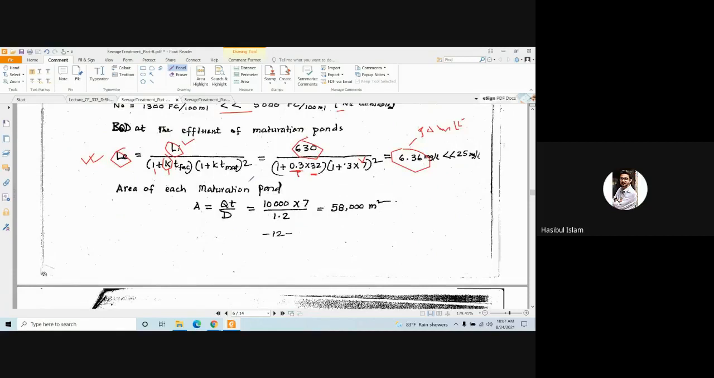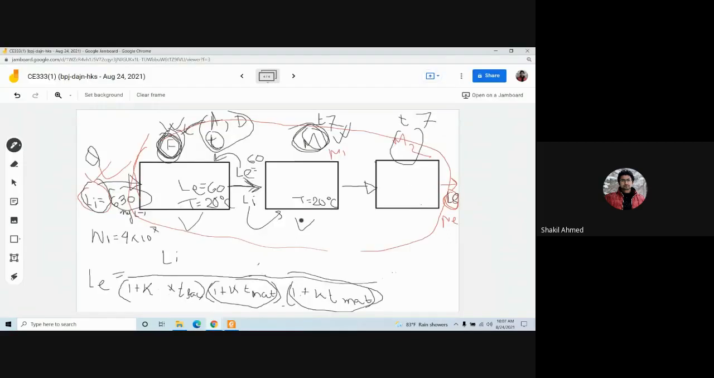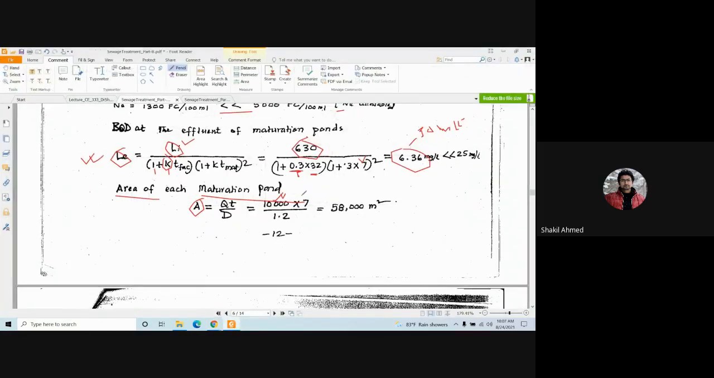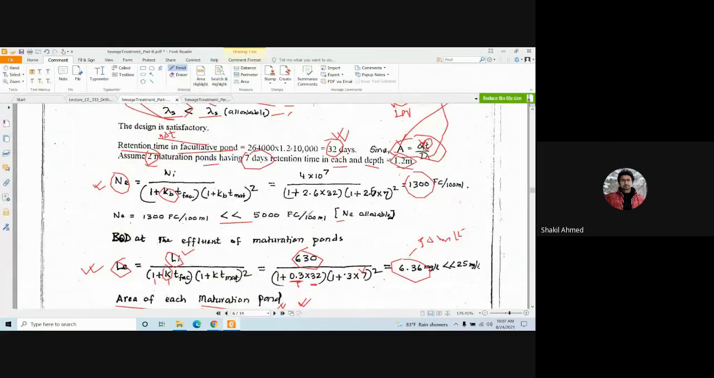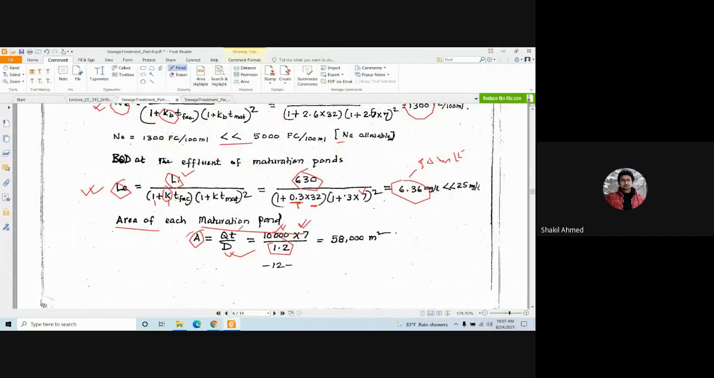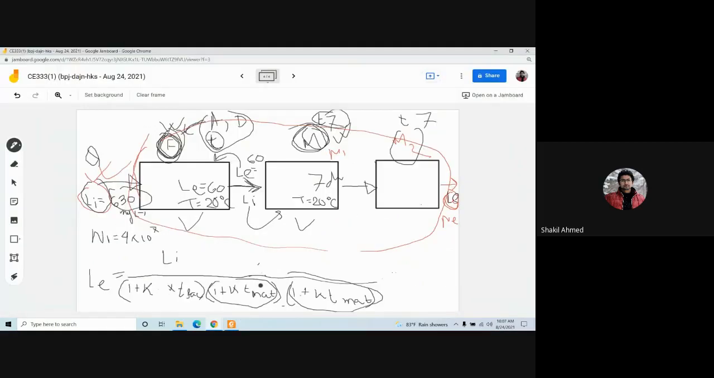Yes, sir. Now the area of the maturation pond, you can calculate this. A equals QT over D. What is Q? 10,000. What is T here? 7 days. And D is what? We have assumed D is 1.2 meter. So area equals 58,000 meters square. So this area and this area are the same, 58,000 meter square, depth equals 1.2 meter and T equals 7 days.